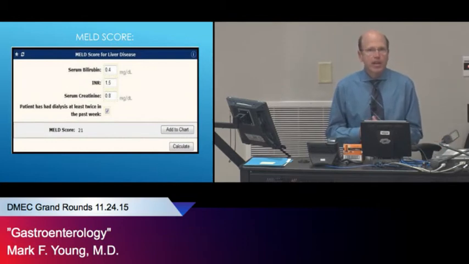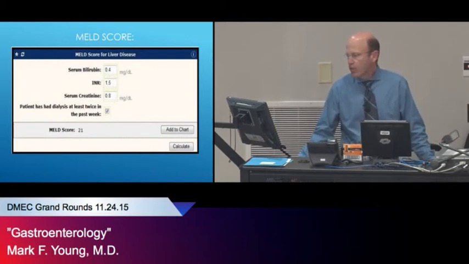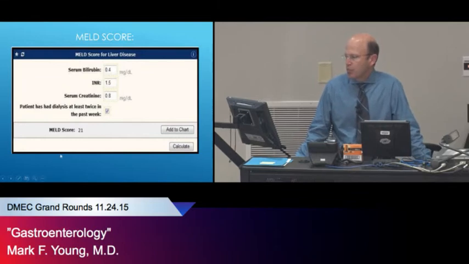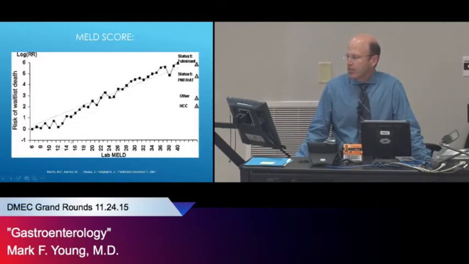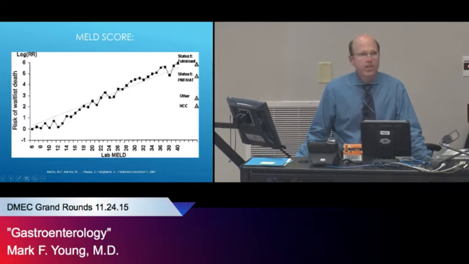It'll give you an algorithmic calculation for this. And this is an example. This MELD was 21. This is a nice slide showing that the higher your MELD score, the greater your risk of death on the wait list for a liver transplant. Most of our patients get sent for transplant evaluation around 14 to 15 MELD. When they get to the low 20s to the mid 20s, most of these patients hopefully have a liver by then.